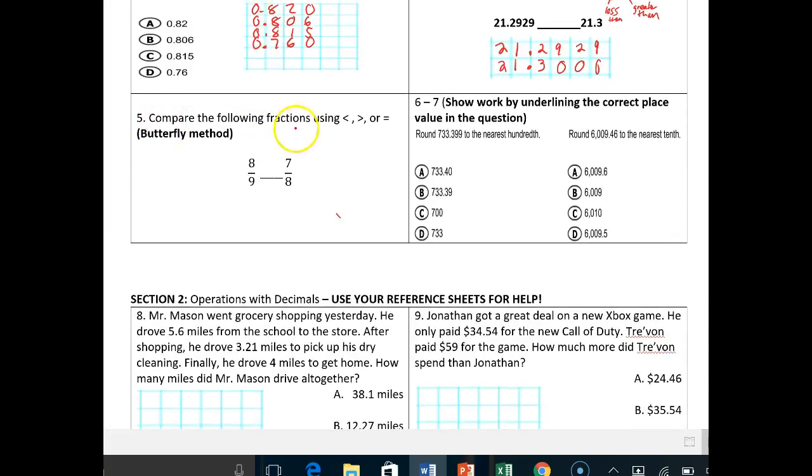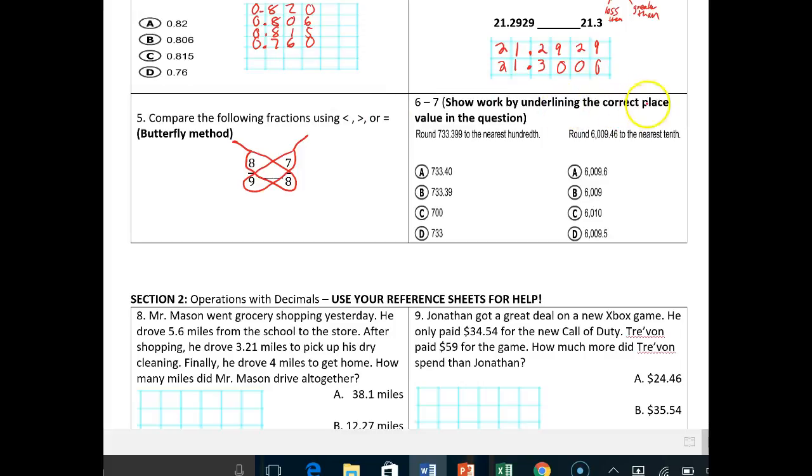Number 5, compare the fractions using less than, greater than, or equal to. And I gave you a hint here. I said butterfly method. So you're going to want to tell me what 8 times 8 is. You're going to want to tell me what 9 times 7 is. And then compare them using less than, greater than, or equal to.